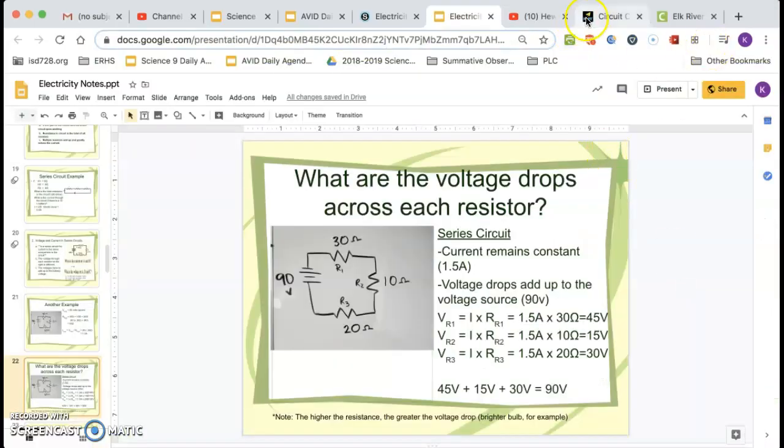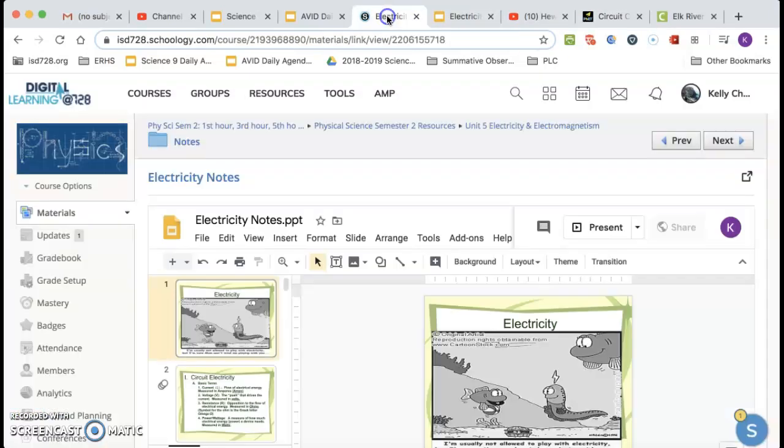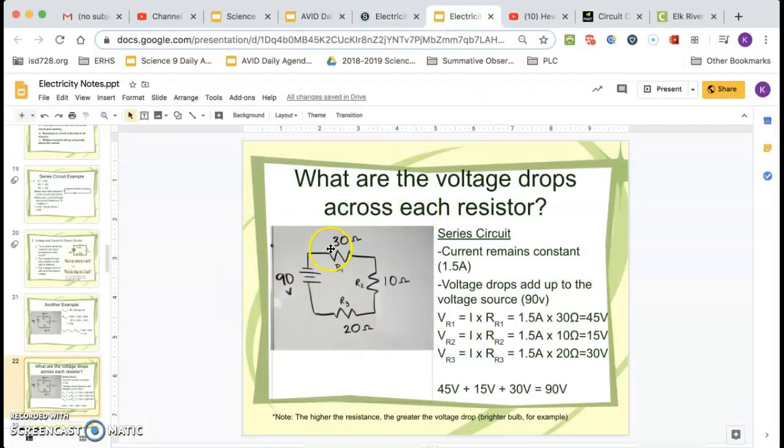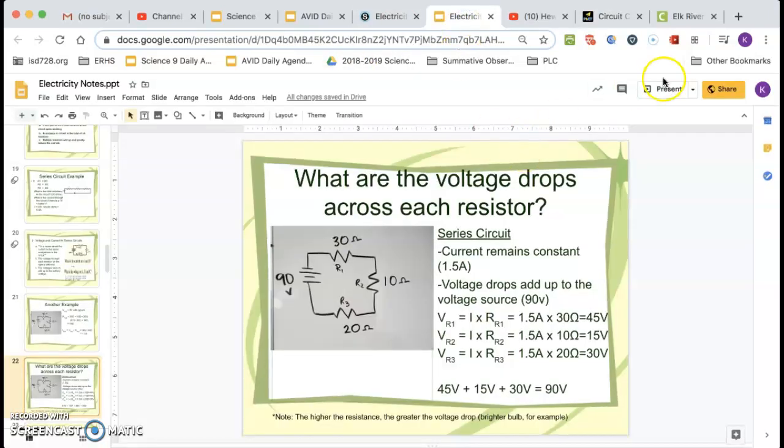And so, just to give you a preview, you're going to be doing a lab in a couple days, a virtual lab where you construct circuits. And I've done this exact thing here. So if I have these three bulbs plugged into this simulation, that first one that had the highest resistance, I think it was 30 ohms, burns the brightest. The one with 20 ohms was the medium one, and the one with only 10 ohms is the dimmest of all. So that's a relationship to kind of note there.